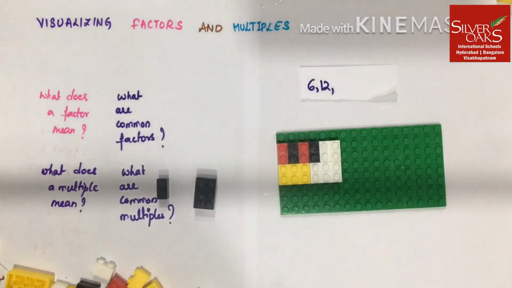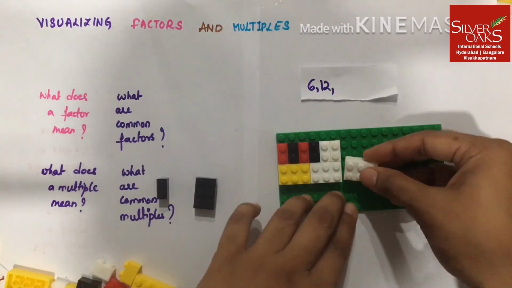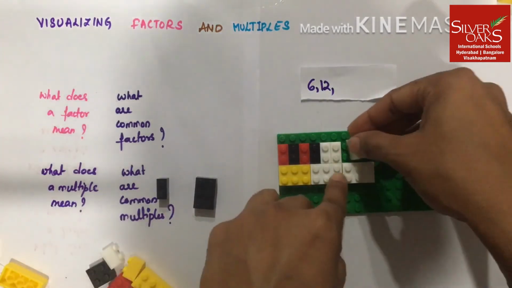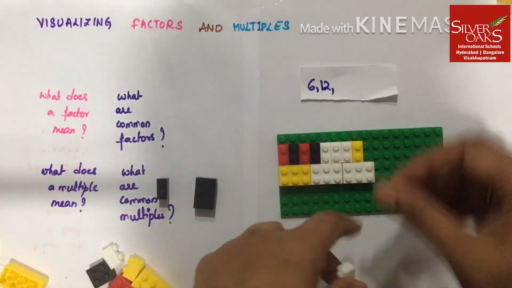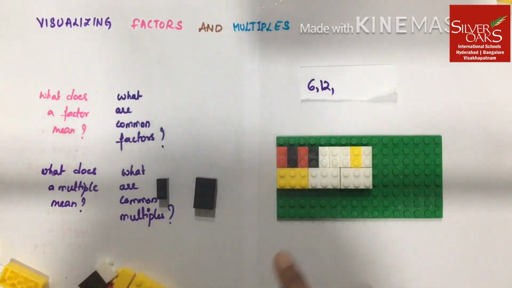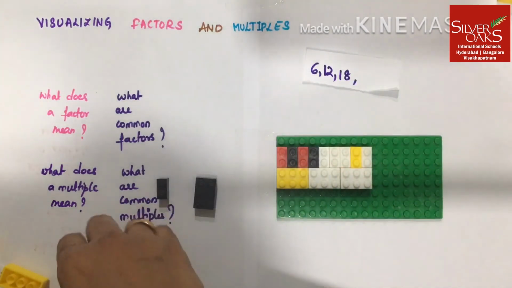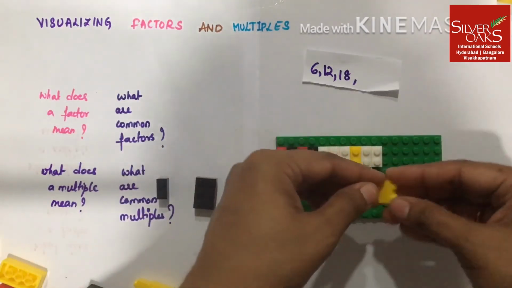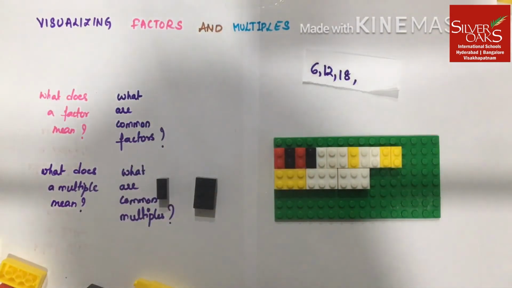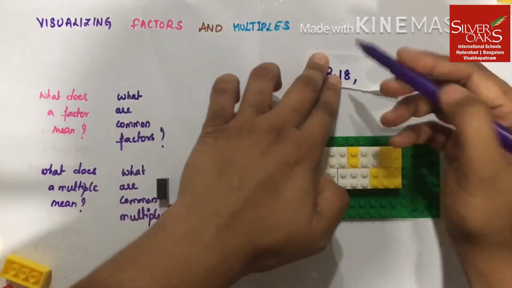So let me do the same thing again. If I use one more 6, I'm sure you must have understood the pattern. I'll be using 3 more 2's. So 18 is also a common multiple. Likewise, if I add 3 more 2's over here, I can add one more 6 to this. So 24 is also a common multiple.